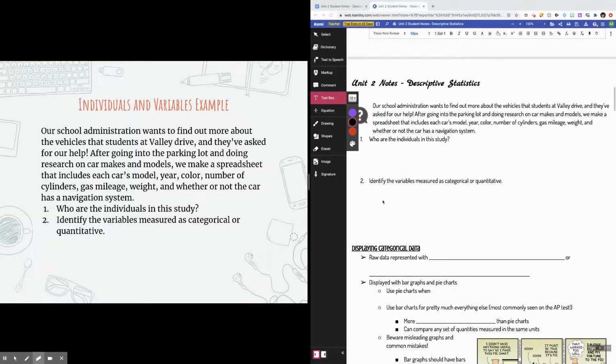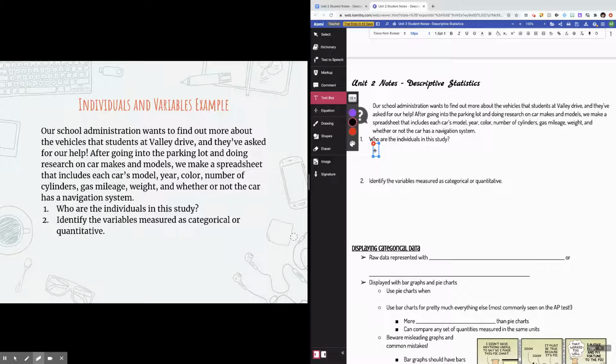So here we have this question telling us about our administration. They want to know more about the vehicles that students at Valley drive, and since they know we're so good at data, they are asking us for our help. We're going to pretend that we went out into the parking lot and made a spreadsheet that included the car's model, year, color, number of cylinders, gas mileage, weight, and whether or not the car had a navigation system. The first question is, who are the individuals in the study?